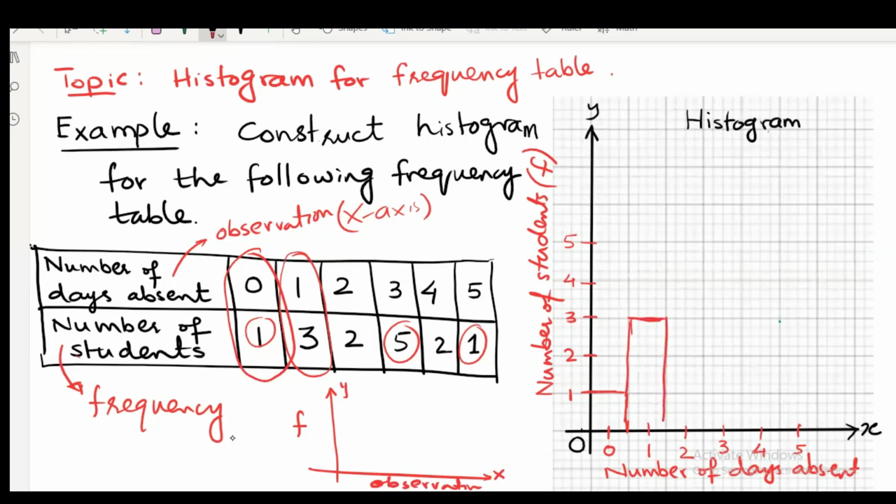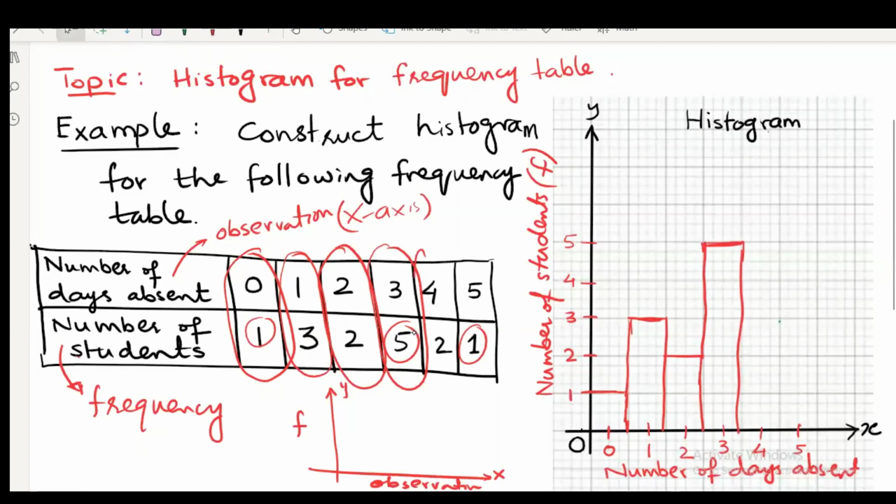In the third column, number of days absent on the x-axis is 2 and the frequency is 2 also. So 1 and 2. In the fourth column, number of days absent is 3 and the corresponding frequency is 5. So 3 and 5. The height of the rectangle is 5 and the width is 1 square.